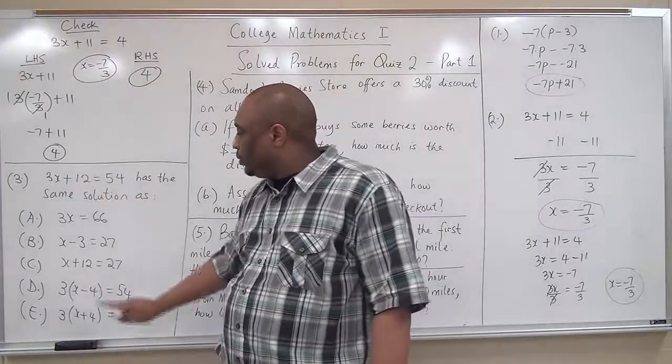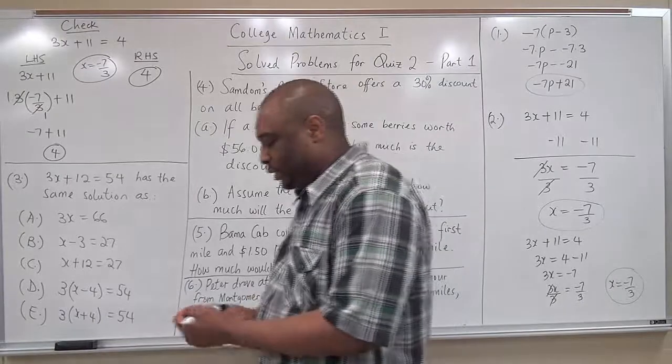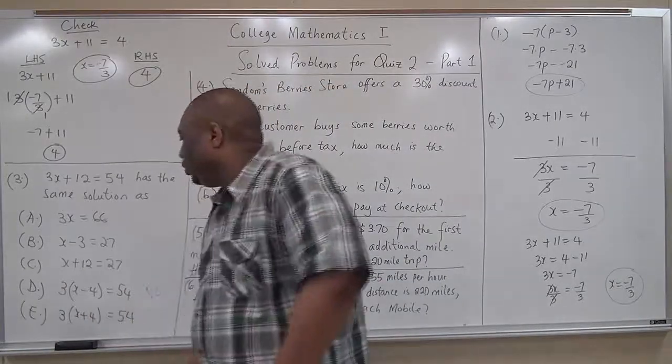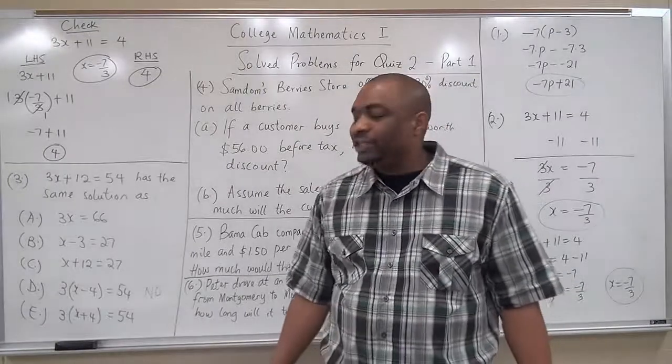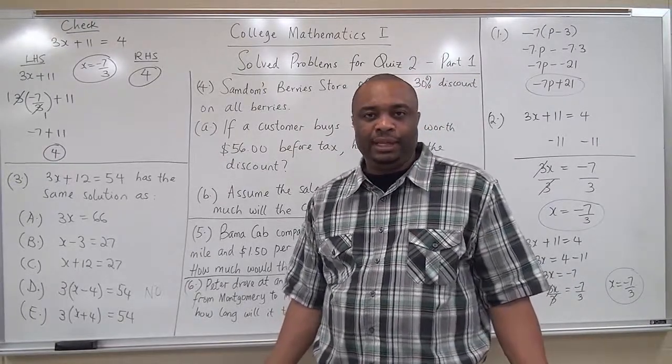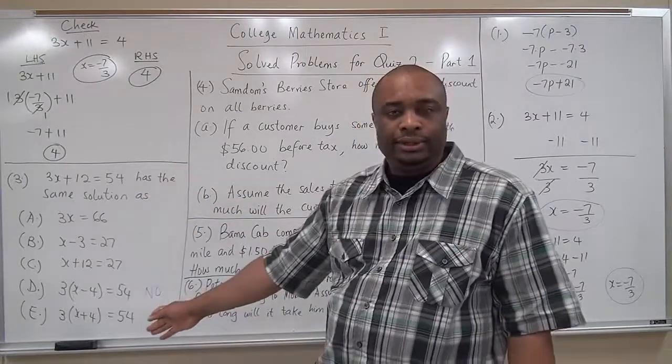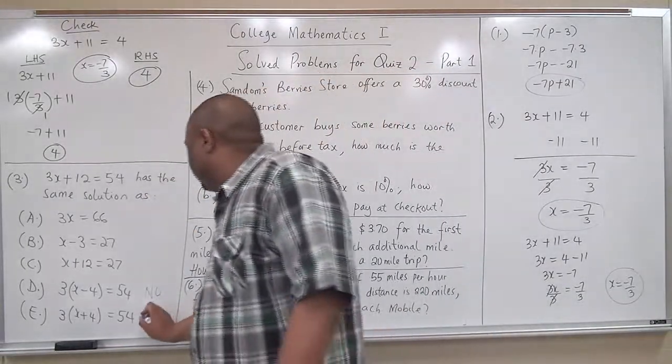Okay? So D is not it. D is no. You look at E. If you distribute the left-hand side, it is 3x plus 12. So you see, it is 3x plus 12. Yes.